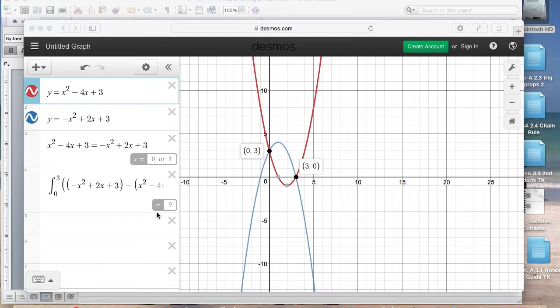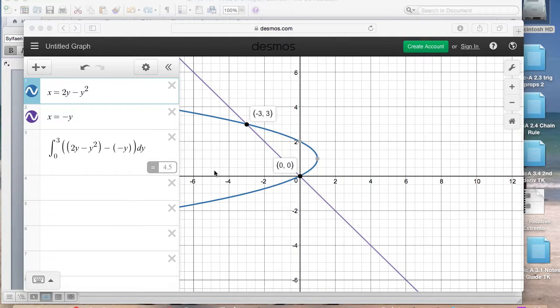And I did a little integral here. You get 9, but this is one you could do by hand. Pretty easy polynomial function as well. This problem includes some functions you won't be able to graph on your calculator unless you turn your calculator sideways.